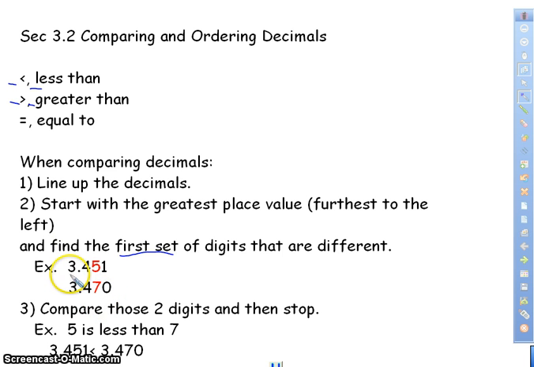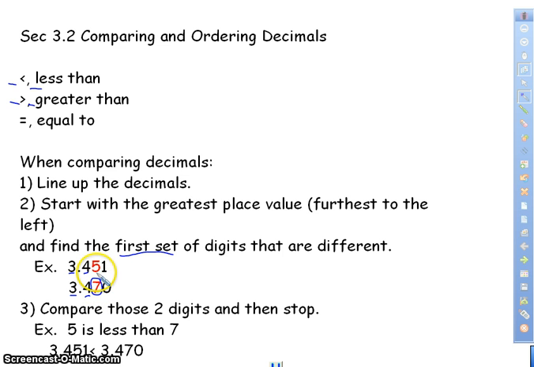You'll notice that the 3's are the same. So since they are equal, we're going to keep moving. We're going to go to the tenths spot, and I have two 4's. They are the same. So we're going to go to the hundredths spot. Now I have a 5 and a 7. The 7 is larger. So I'm done. I stop. I know that 7 is larger than 5.